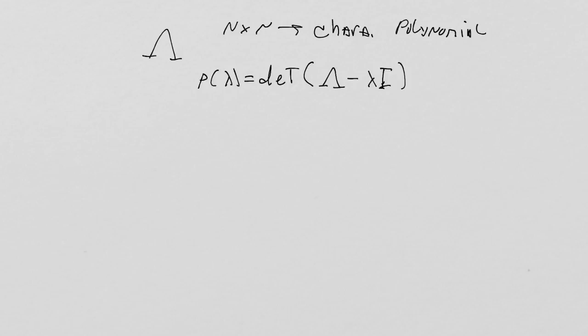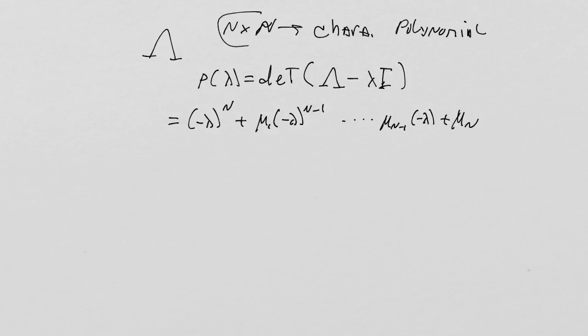calculate the determinant, and what's left is a polynomial that usually looks like minus lambda to the n plus this number mu1 times minus lambda to the n minus 1, and this goes all the way down to mu of n minus 1 times minus lambda plus mu of n. And that's how you can ultimately write the characteristic polynomial. It's always an nth degree polynomial.